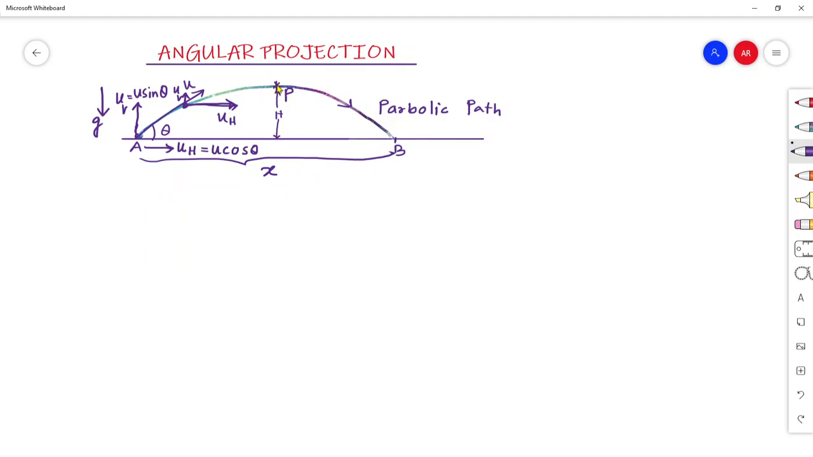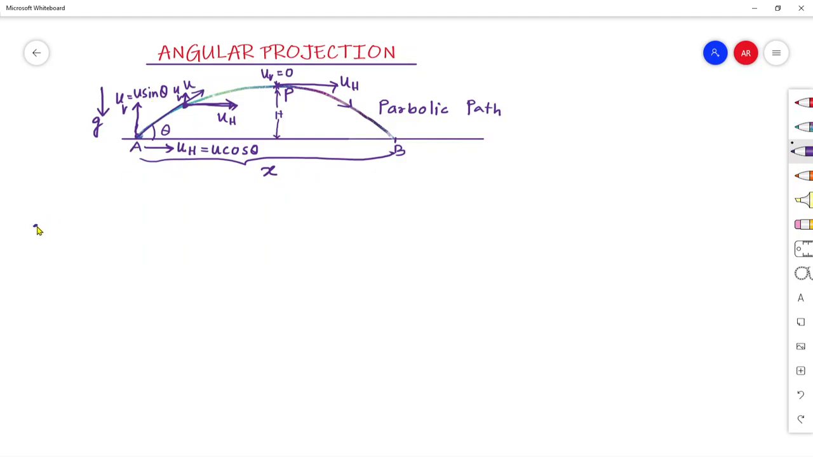And this is where the object rises to its maximum, and here the vertical velocity is absolutely zero. But horizontal velocity is still the same as before. So this is what we have seen from point A to P when the object is rising up. It was decelerating, the vertical velocity was decreasing, while the horizontal velocity stays the same. So you see that u is the resultant velocity of UH and UV.